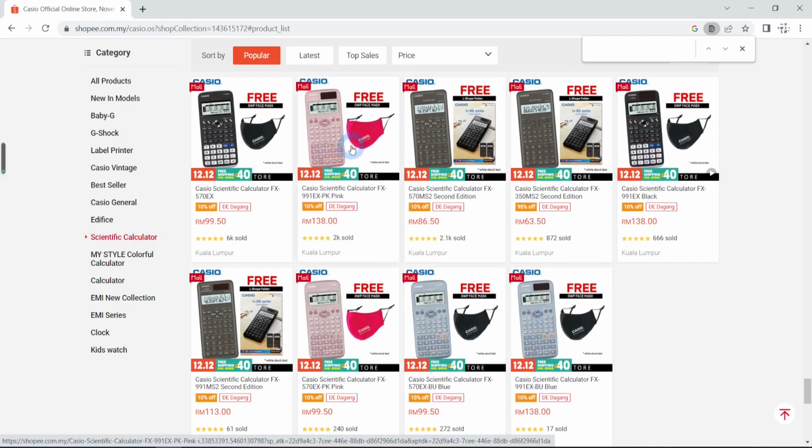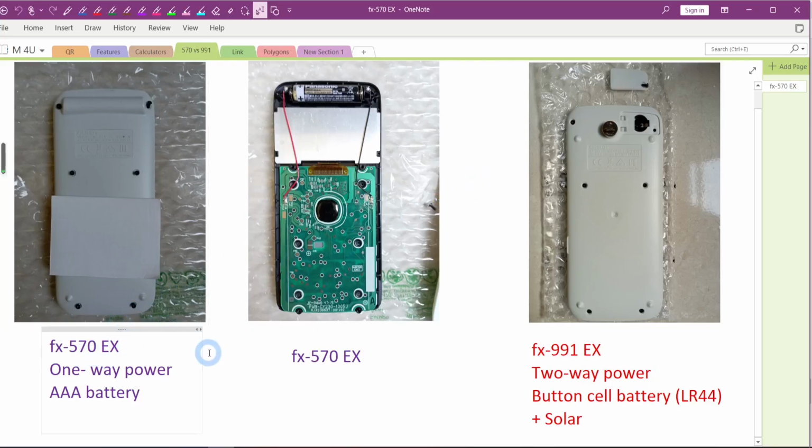Let me show you some other differences between these two calculators. For FX570EX, this is one-way power. You can only use battery. The battery used is AAA battery. If you want to replace the battery, you need to take out 6 screws: 1, 2, 3, 4, 5, 6. For FX991EX, this is a two-way power calculator. You can use solar energy or battery. If you want to change or replace the battery, you just need to take out 1 screw. The battery used in this calculator is a button cell battery, LR44.